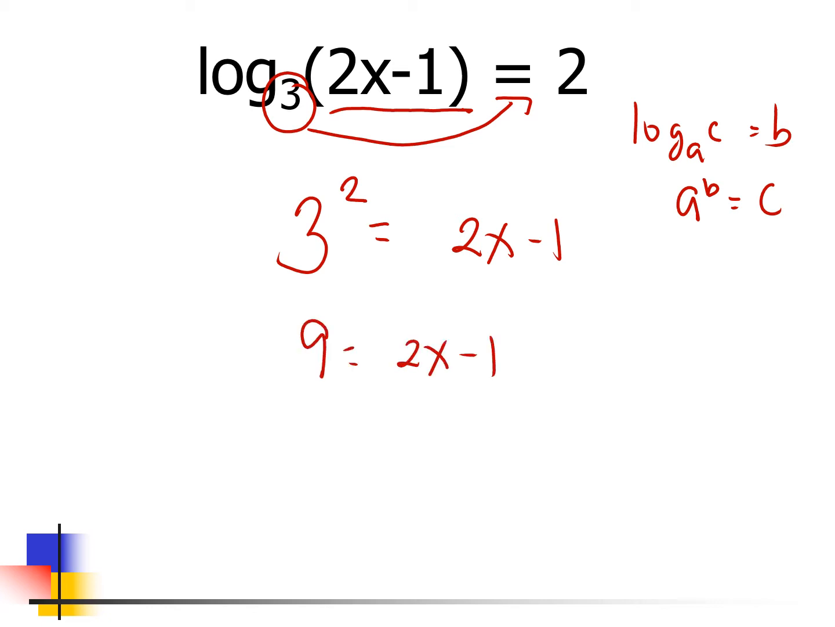Now, para ma-solve natin ang value ng x, we're going to use addition property of equality. We're going to add 1 on both sides. So therefore, it will be 10 is equal to 2x. Now, by applying division property of equality, i-divide lang natin both sides by 2. So therefore, ang value ng x natin is equal to 5.